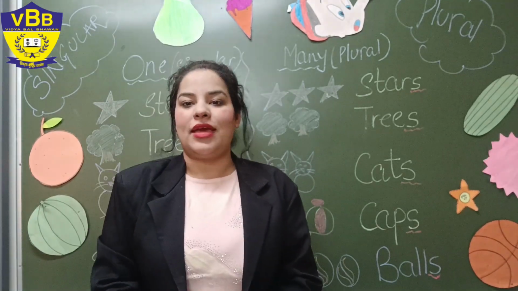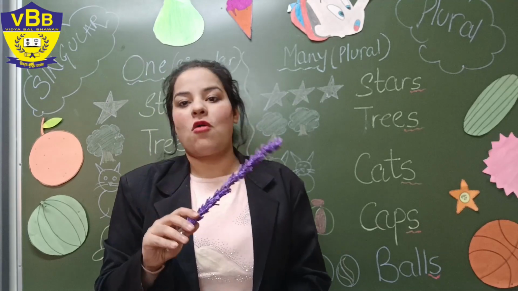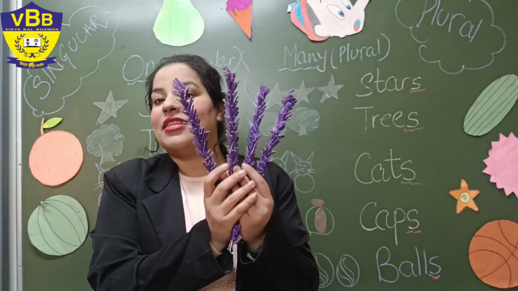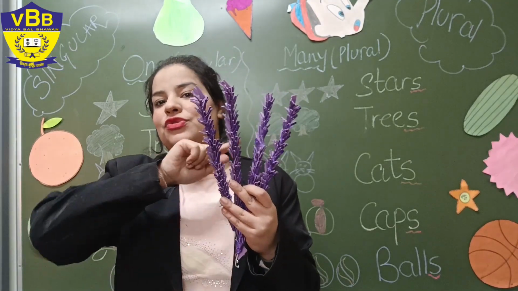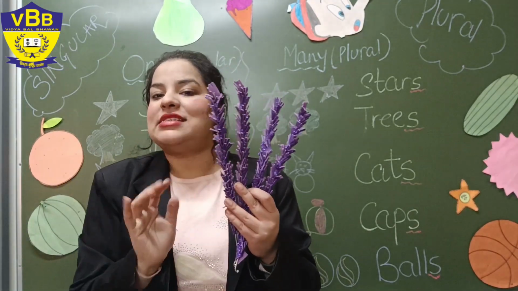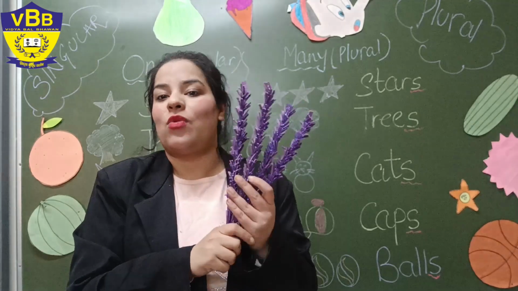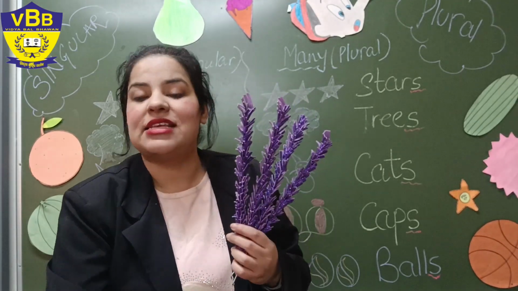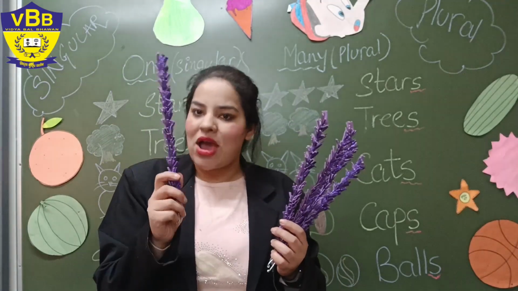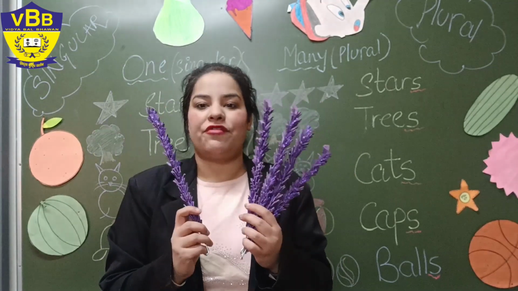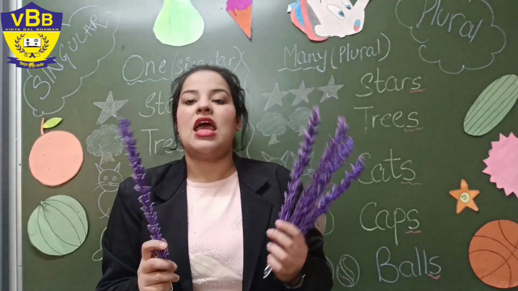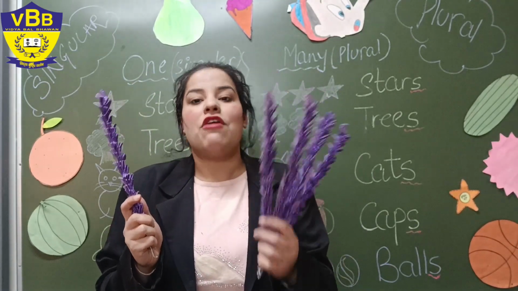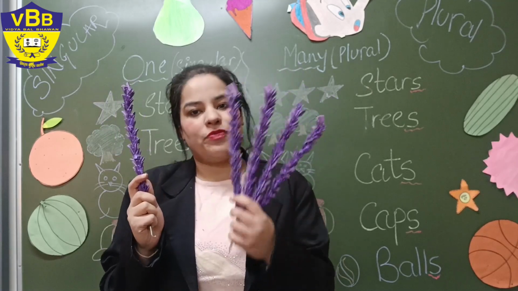Now the next one is these sticks. So how many sticks are there? 1. And how many sticks are there? 1, 2, 3, 4. So these are 4 sticks. And what we can say? Yes children, these are many sticks. And this is one stick. Okay, this is the difference of one and many. We use one for one object and we use many for more than one object.